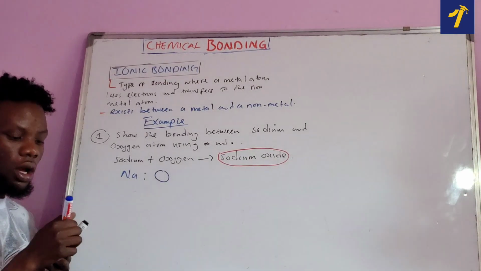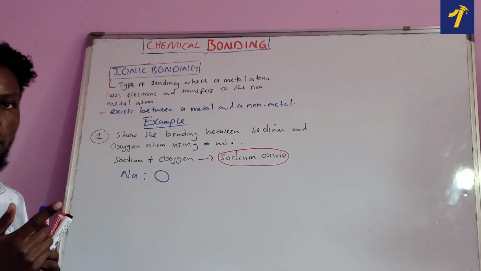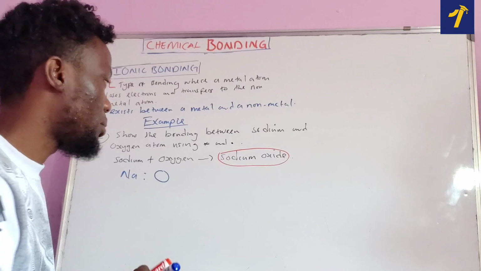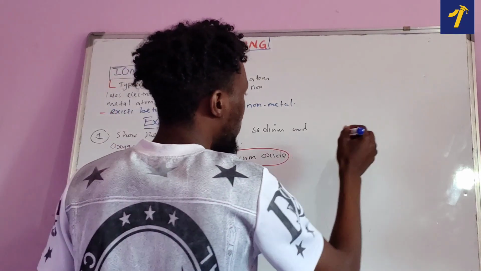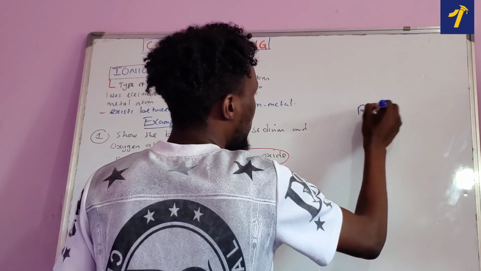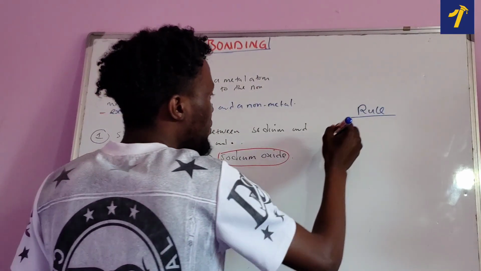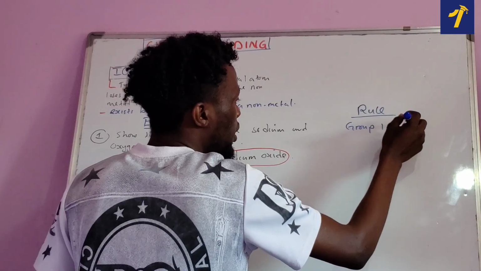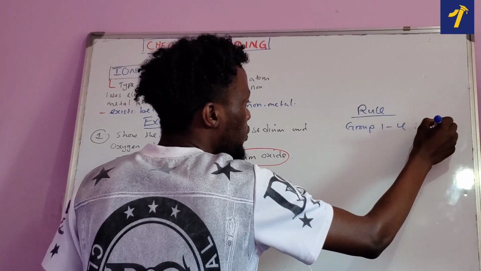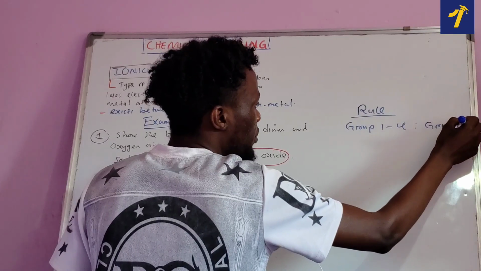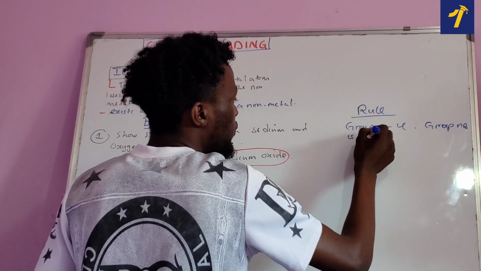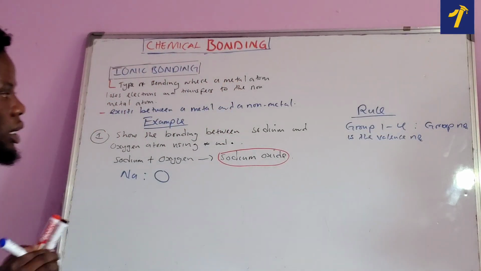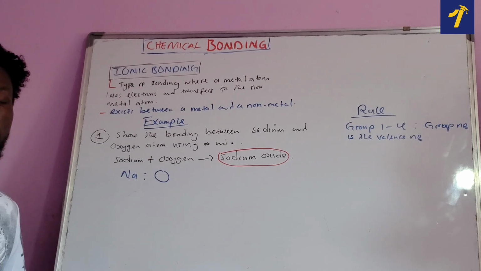Remember the rule. Okay? The rule is that for elements from group 1 to group 4, the valence number is always equal to the group number. So make sure that you write down this rule. Okay? The rule is like this. Elements that can be found in group 1 to 4, then group number is the valence number. Very, very important point.